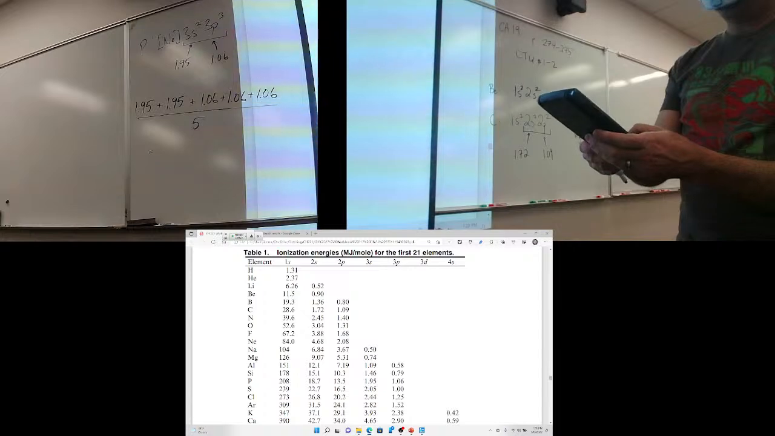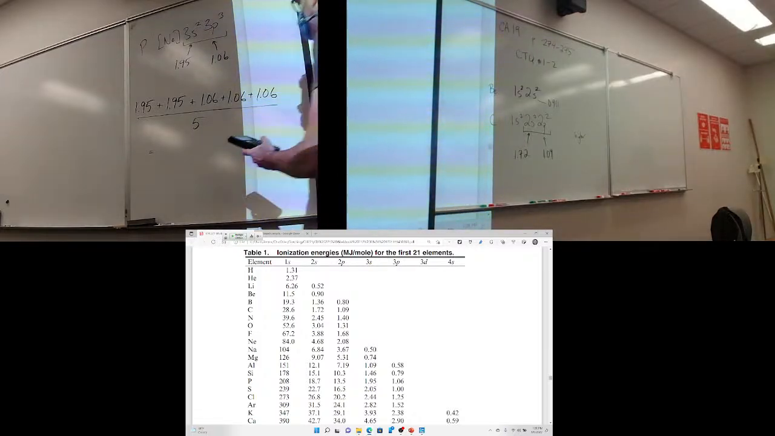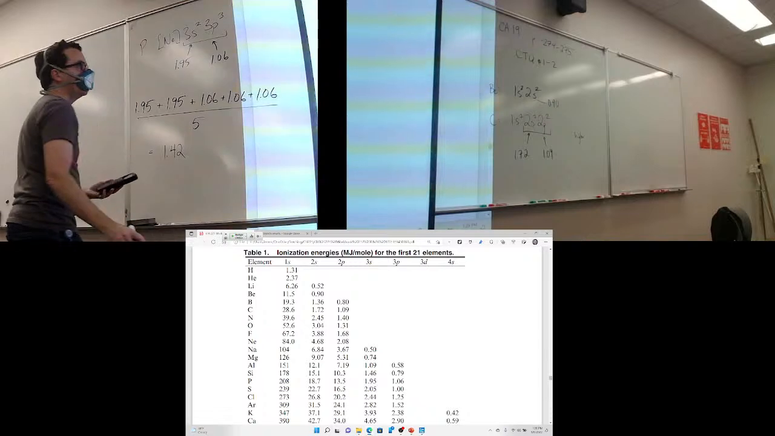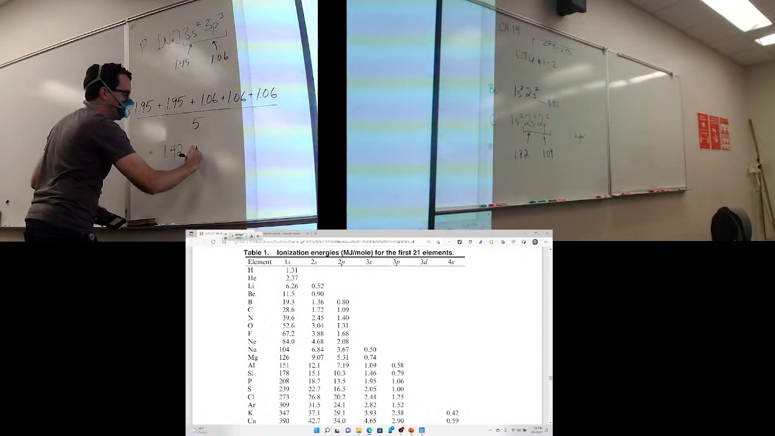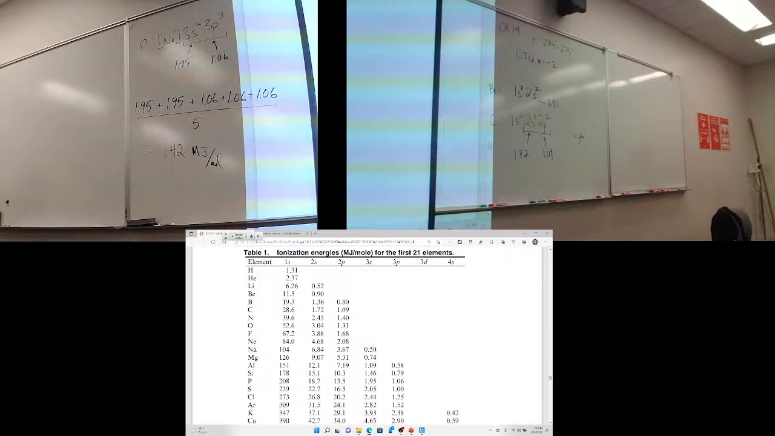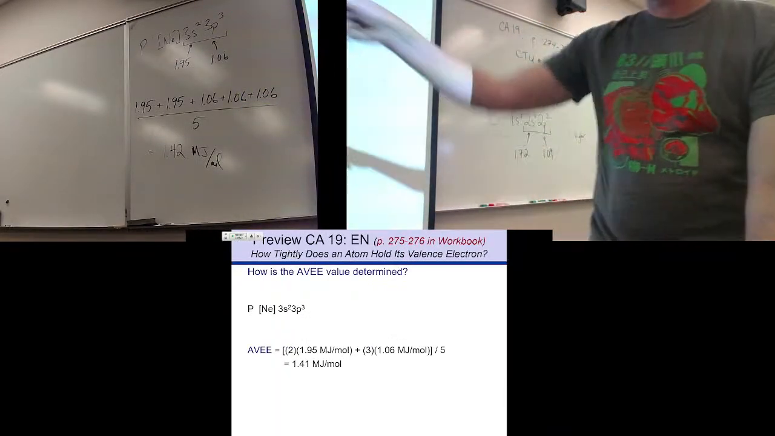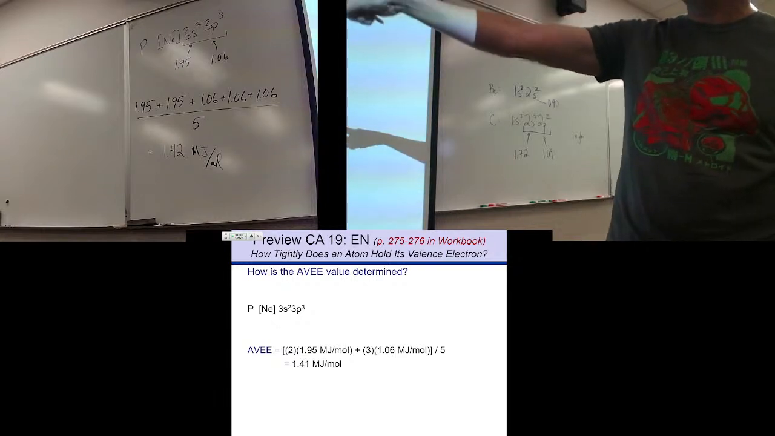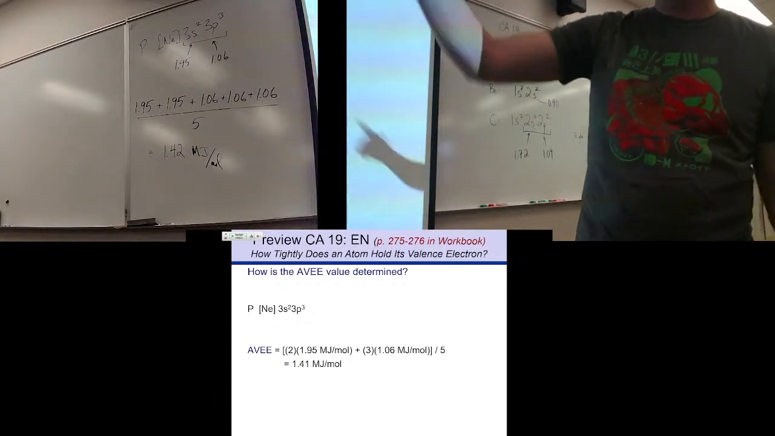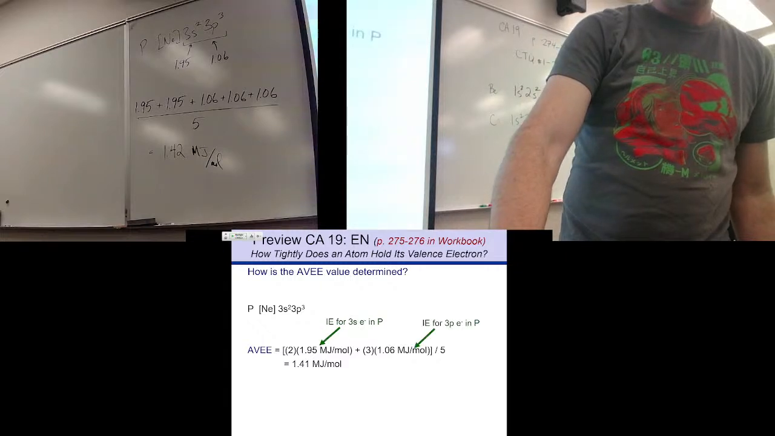1.95 plus 1.95 plus 1.06 plus 1.06 plus 1.06 divided by 5 is 1.416, which rounds to 1.42. These are in megajoules per mole, so it's still in megajoules per mole. That is the average. So now we have this number we can use for either the s or the p electrons as an average. So basically we can compare a big range of elements. So there it is. They just did it a little simpler than I did. They did 2 times 1.95 and 3 times 1.06 divided by 5. I think mine is probably easier to see. But that's it. That's how they calculate it.